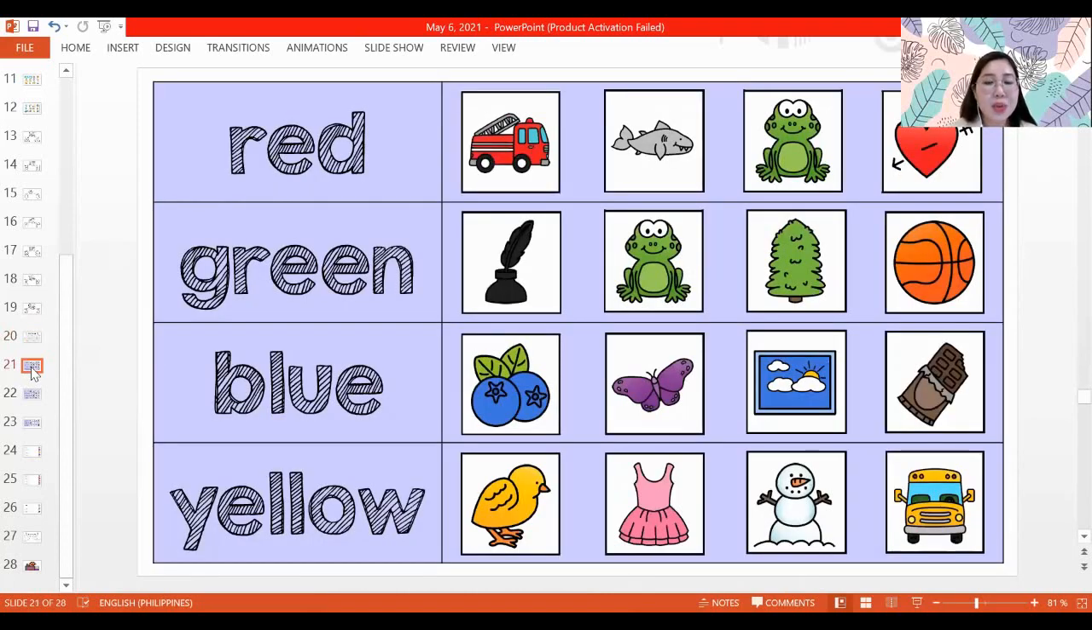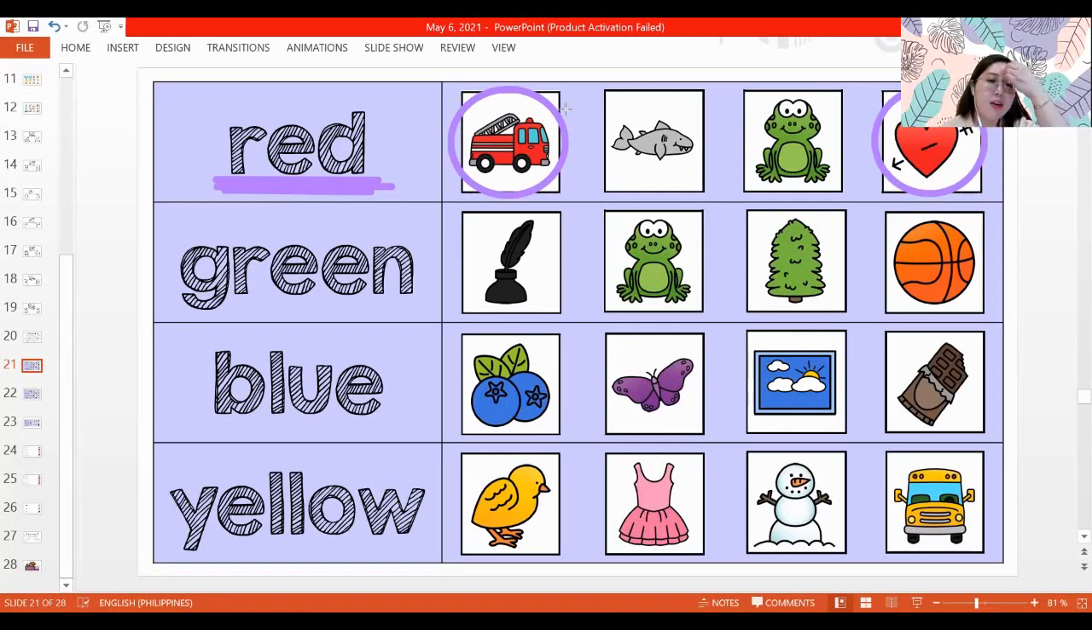All right, we're already done, almost finished. Now let's have our color words. So let's read, this is red. Let's spell it out, R-E-D, the word is red. So I will encircle the pictures that are color red. So we have a red fire truck and a red heart there.